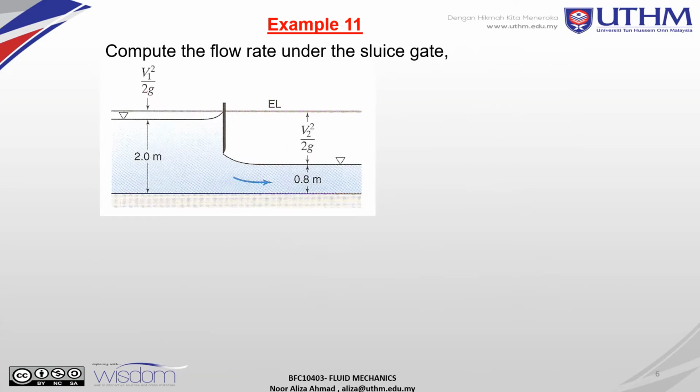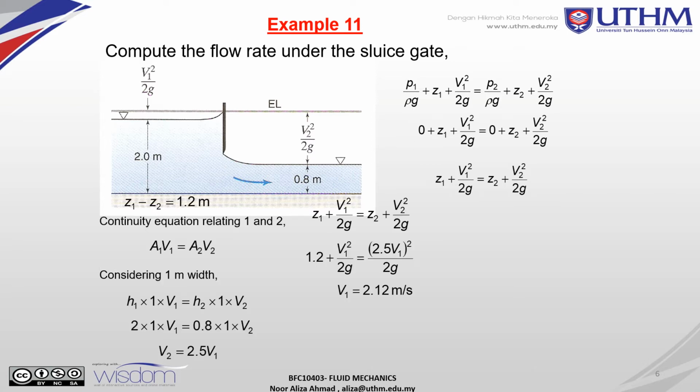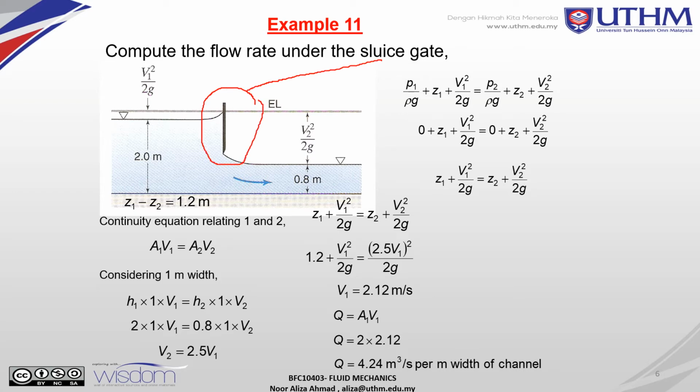Look at example 11. This uses the sluice gate. Compute the flow rate under the sluice gate. This is the sluice gate. The water before the sluice gate has a flow depth of 2 meters, and after the sluice gate it is 0.8 meter.